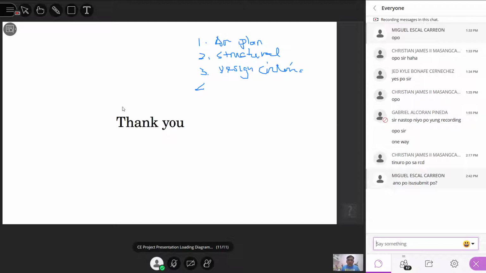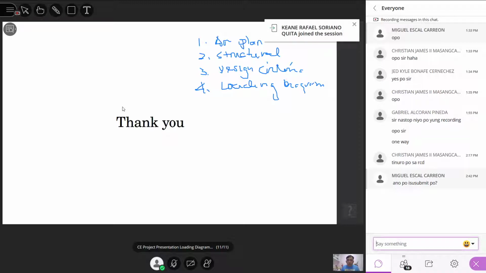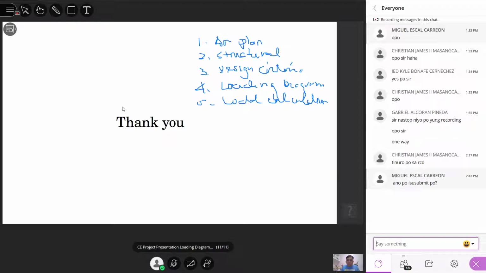And then next one is loading diagram. Next, load calculation. Okay?